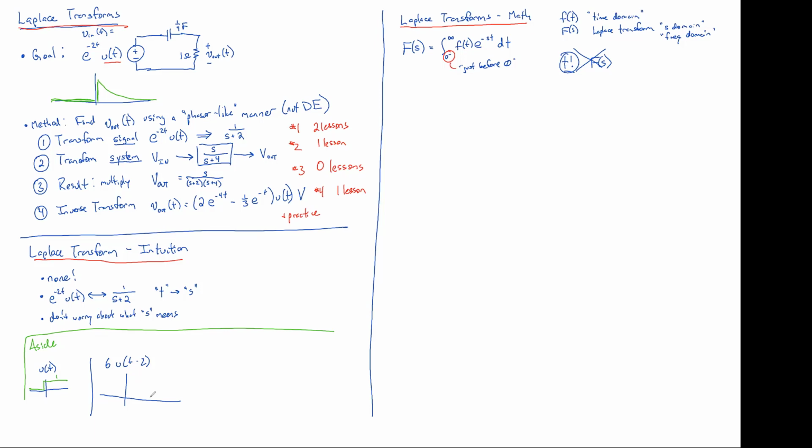Tell me about what 6 u of t minus 2 looks like. Where does it go up? So it will go up at x equals 2. That's right. And it will go up to 6. That's it. And again, it goes up at t equals 2, because when t equals 2, the argument to u is 0, and everything interesting happens when the argument to u is 0.